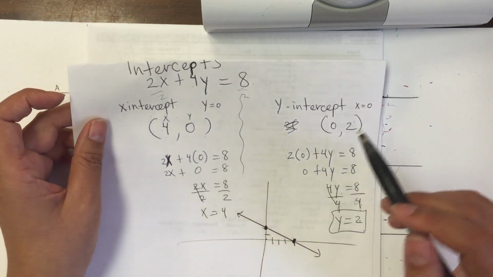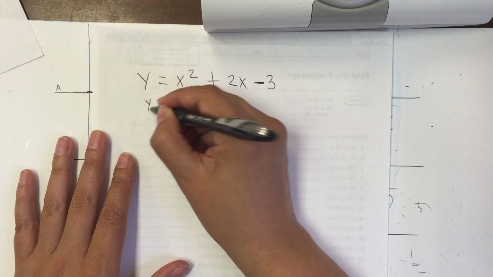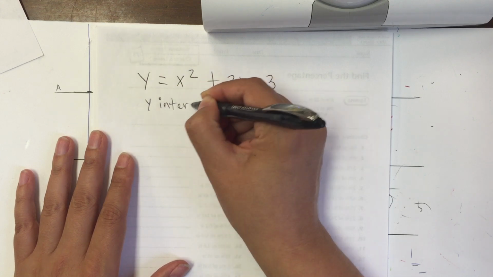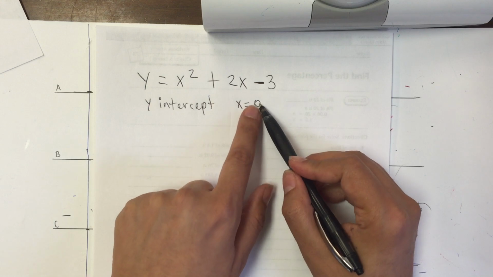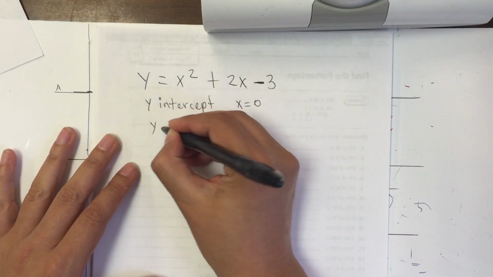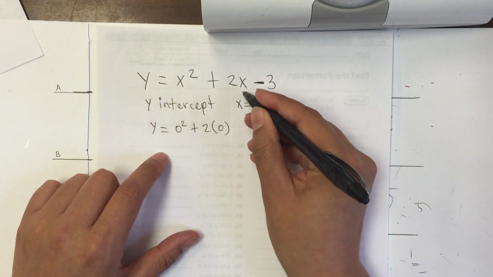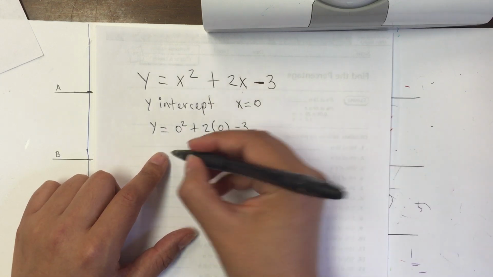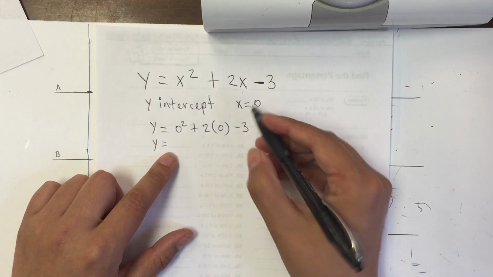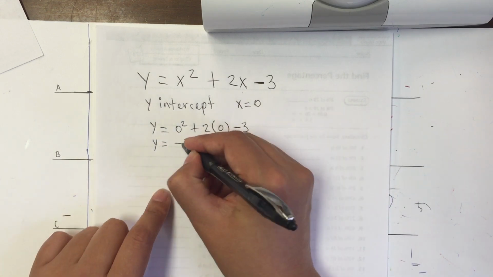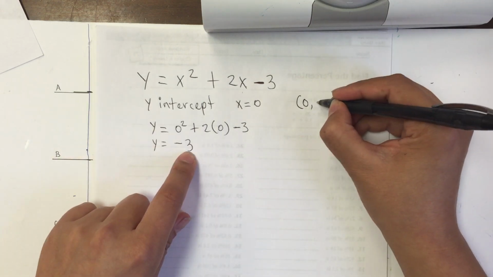And so how does that apply in here? If we're looking for the y-intercept, we're going to start with the y-intercept. x will be equal to 0. So we're going to replace x in this equation. So it's going to be y equals 0 squared plus 2 times 0 minus 3. 0 squared is 0, plus 2 times 0 is 0, minus 3. So 0 plus 0 is 0, minus 3 is negative 3. So my y-intercept will be x is 0, y is negative 3.